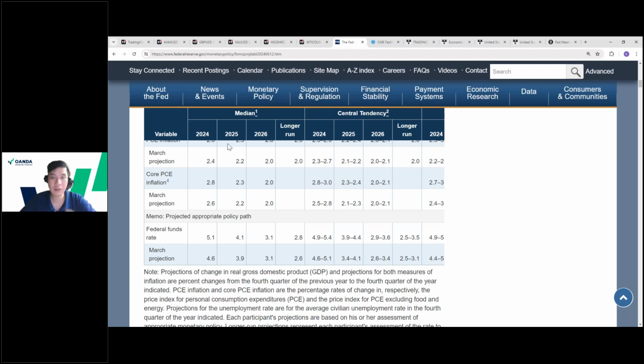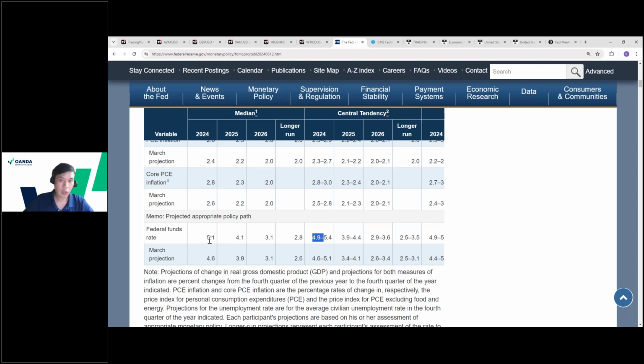That's the median, not the average, the median. They don't do the average, they do the median and the central tendency. Central tendency takes the range of the officials, I think 14 or 11 of them. The whole range was: the lowest was 4.9, the highest was 5.4. Then they take the median. So they focus on the median of 5.1. This is how you read the table.